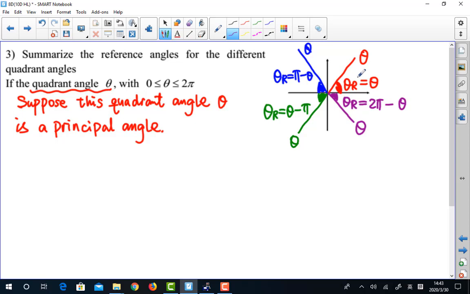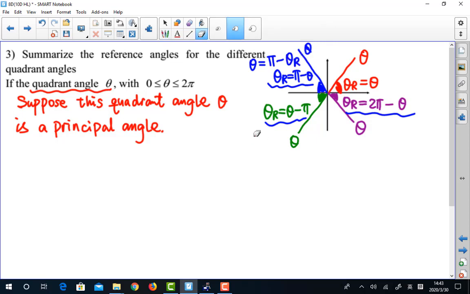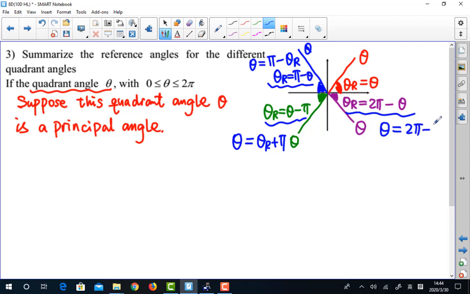And I also hope later on you need to use those relationships flexibly. So theta r equals pi minus theta for a quadrant 2 angle. So for a quadrant 2 angle, theta equals pi minus reference angle. For the quadrant 3 angle theta, the theta can be found by theta r plus pi. For a quadrant 4 angle, the theta can be found by 2 pi minus the reference angle.